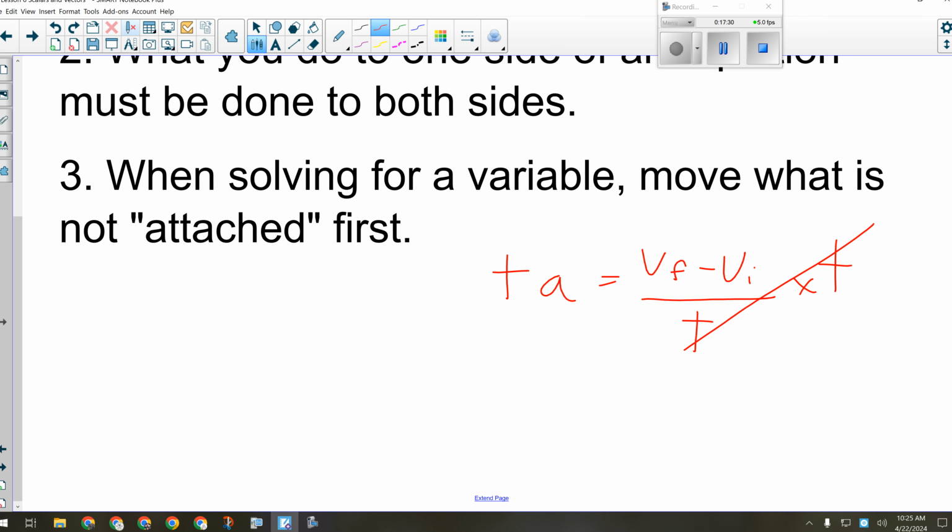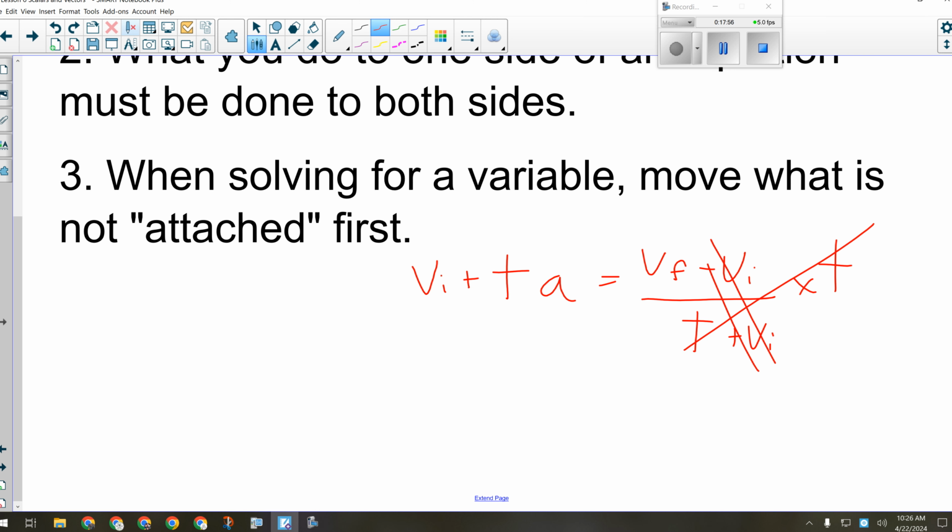What's the opposite of subtract? Add. Okay, so I'm going to add Vi to both sides. Negative Vi and positive Vi add up to 0. They cancel. And what I do to one side, I do to the other. Vi plus T times A, or T times A plus Vi, doesn't matter what order. And I've isolated Vf.